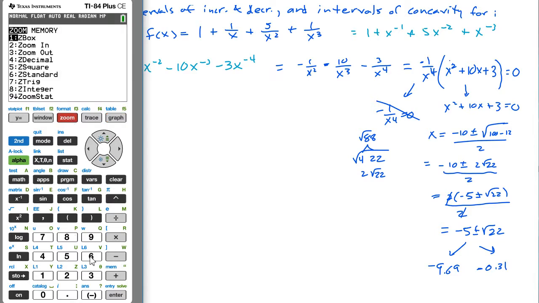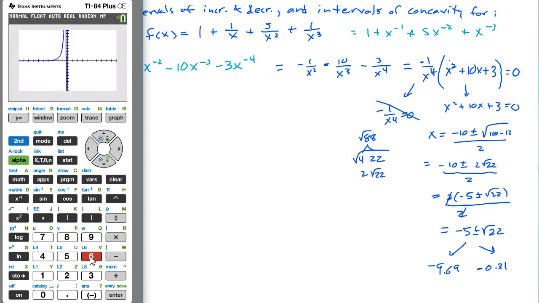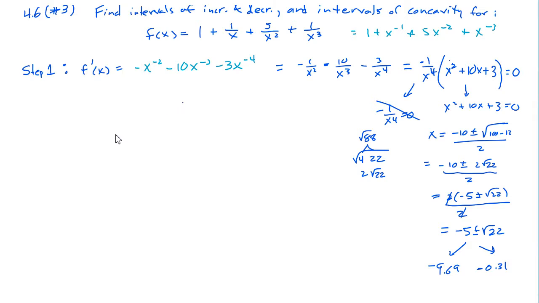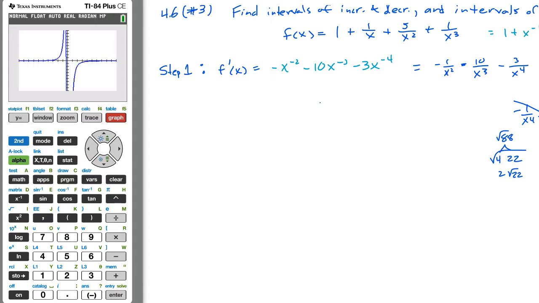So zoom 6 is the standard option. Now, the calculator's going to disappear because I'm going to type into the window here, but that's okay. Actually, let me scoot this over a little bit. Hang on a second. Okay, so I've scooted my work over a little bit so we can see the graph and the work. That might be a little more handy.